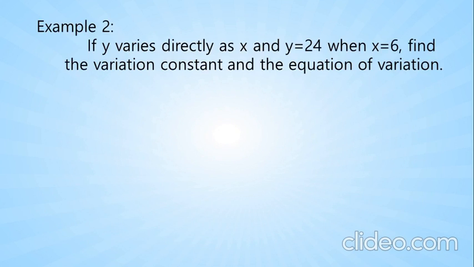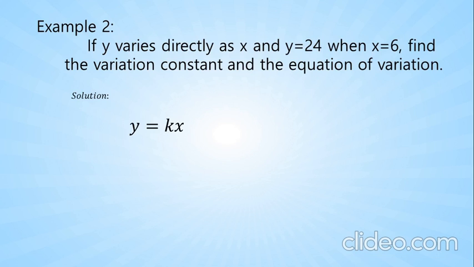Let's have another example. If y varies directly as x, and y is 24 when x is 6, find the variation constant and the equation of variation. So for our solution, first, we translate the statement "y varies directly as x" into an equation. Therefore, we have y is equal to kx.